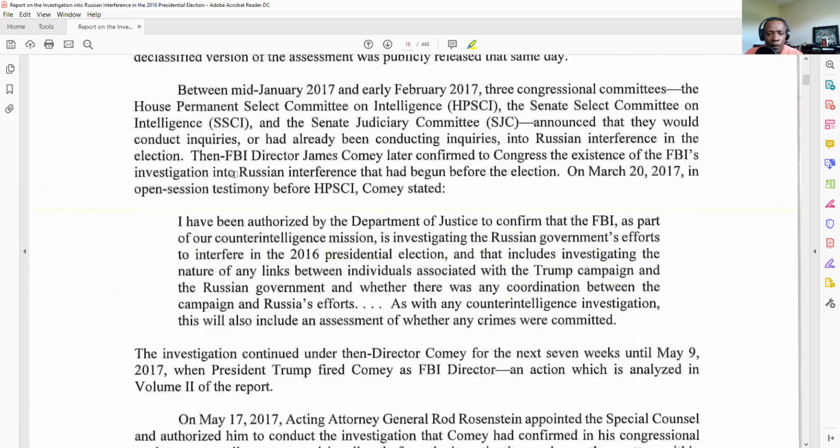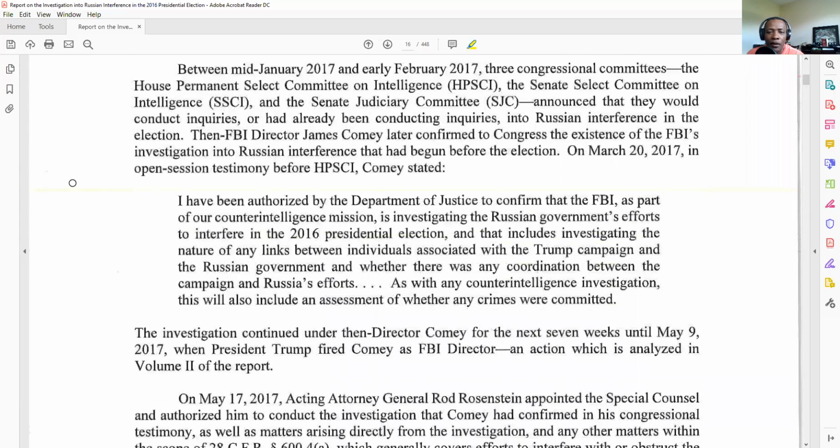Between mid-January 2017 and early February 2017, three congressional committees, the House Permanent Select Committee on Intelligence, HPSCI, the Senate Select Committee on Intelligence, SSCI, and the Senate Judiciary Committee, SJC, announced that they would conduct inquiries or had already begun conducting inquiries into Russian interference in the election. Then FBI Director James Comey later confirmed to Congress the existence of the FBI's investigation into Russian interference, and that had begun before the election.